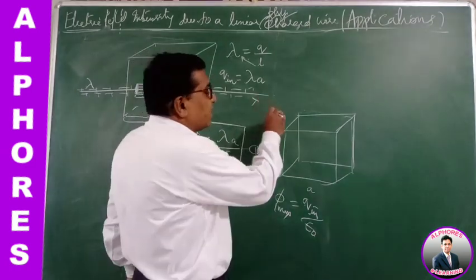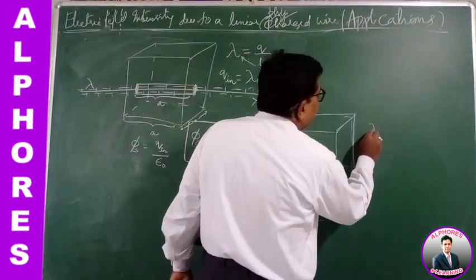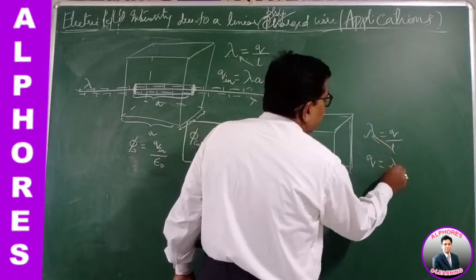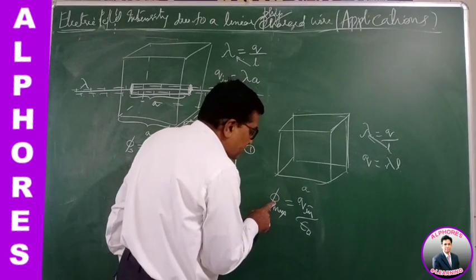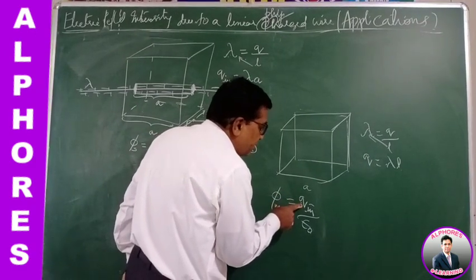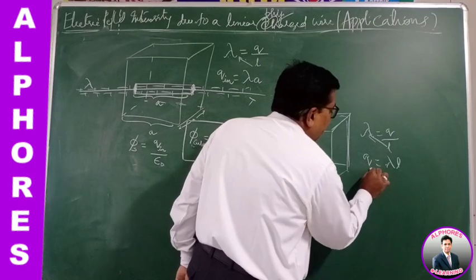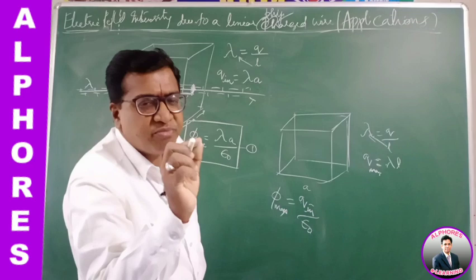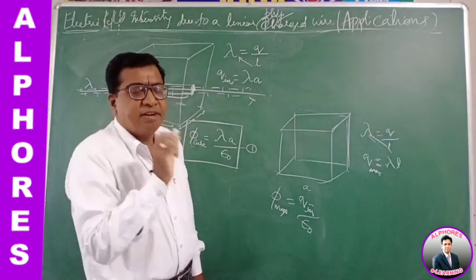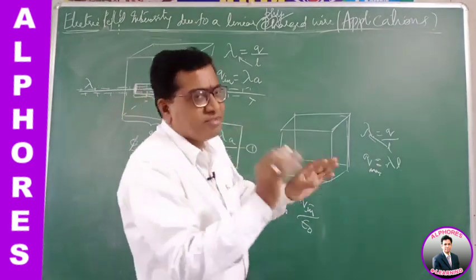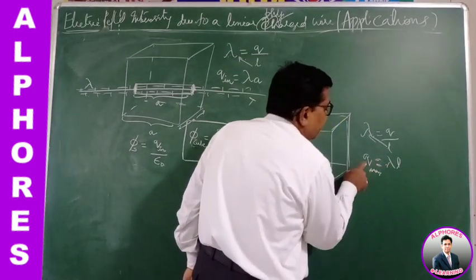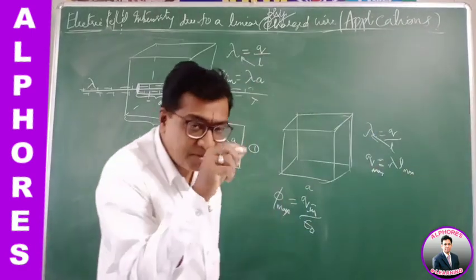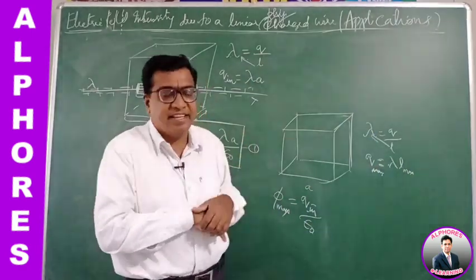When a charged conductor is passing through, we define the linear charge density lambda as Q by L, and Q is equal to lambda L. Now for the flux to be maximum, the charge inside should be maximum. Lambda is a constant because it is a uniformly charged linear conductor. For a uniformly charged conductor, lambda is always a constant. So for the charge to be maximum, the length has to be maximum. So the maximum length of the conductor must be inside the cube.